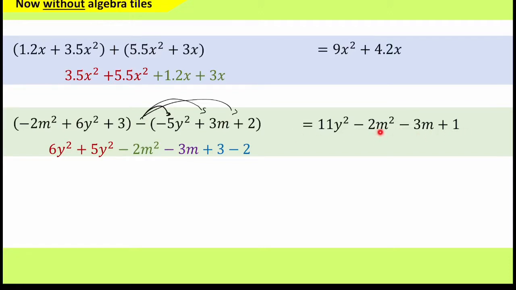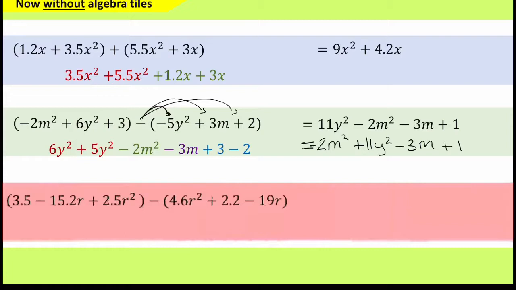Just like our x's, you cannot combine the m squared with the m. You can also write your answer like this, because the 11y squared and the 2m squared are both the same degree. Okay.